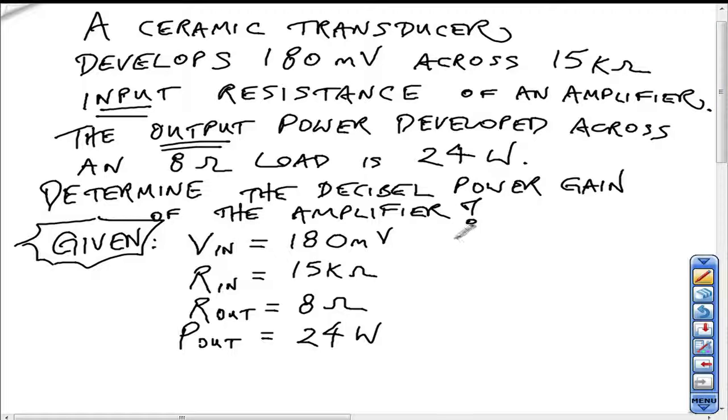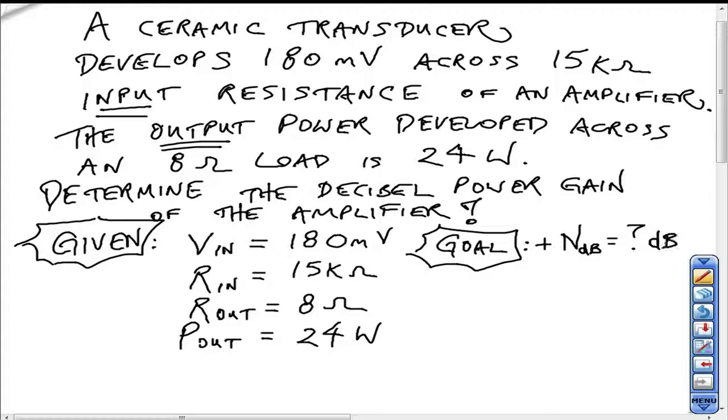Okay, so now, what's our goal? Given all this awesome information, what is our goal? Determine the decibel power gain. So that's going to be positive. We know gain is always positive. Positive NdB. And that's going to be what units? Go ahead and write them. Even though we don't know what our goal is yet, you know that on an exam, you want to make sure you write those decibels as well. So the unit of our decibel power gain is going to be some quantity of decibels. And of course, we know it's going to be positive.